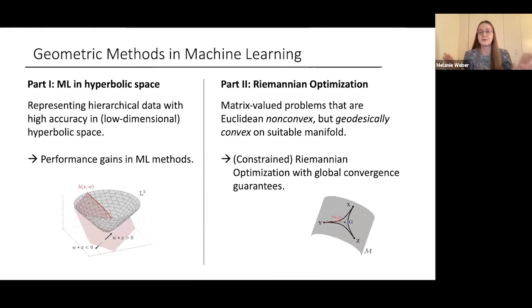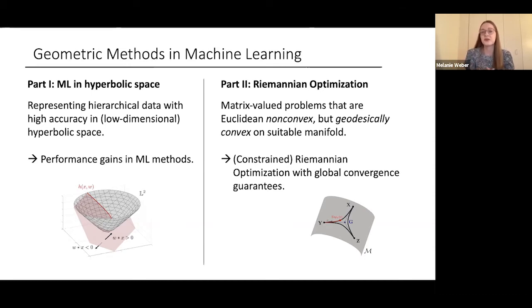So the talk will have two parts, which cover different lines of my work in this area. The first part of the talk will be about machine learning and hyperbolic spaces. Here we're going to talk about why hyperbolic spaces are particularly suitable for representing hierarchical data. In particular, we will see that in hyperbolic spaces, we can represent hierarchical data with high accuracy and low dimensions, and that will allow us to gain performance gains if we perform a machine learning task directly in hyperbolic space as opposed to in Euclidean space using more classical Euclidean methods.